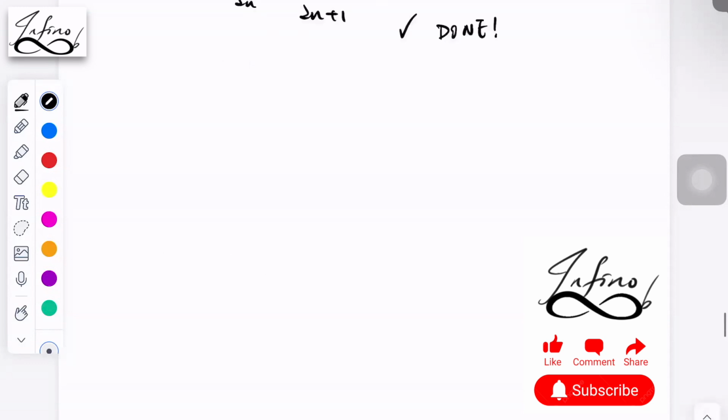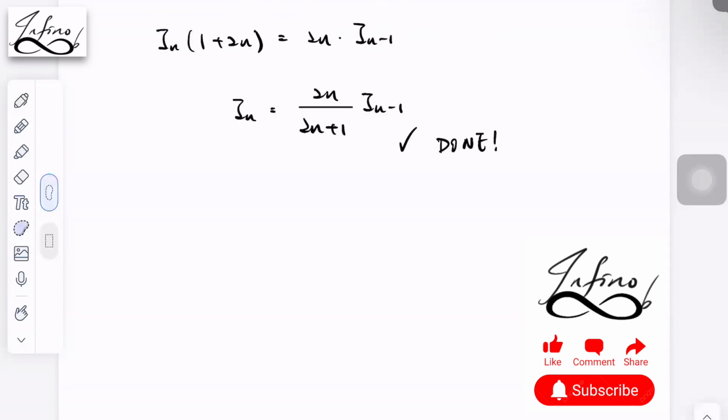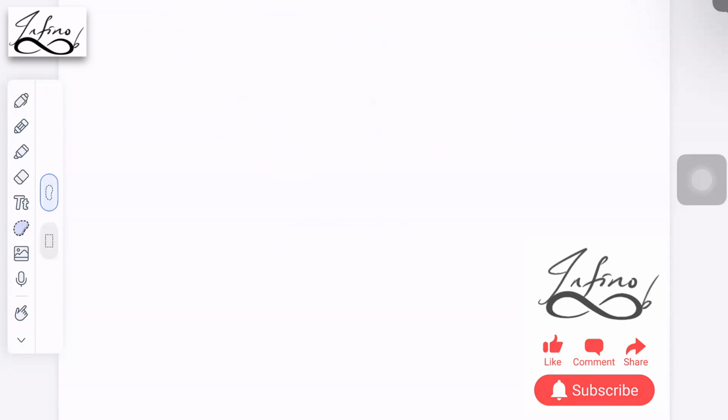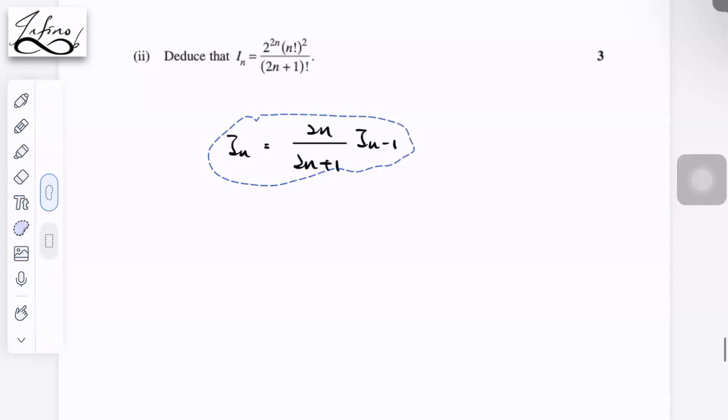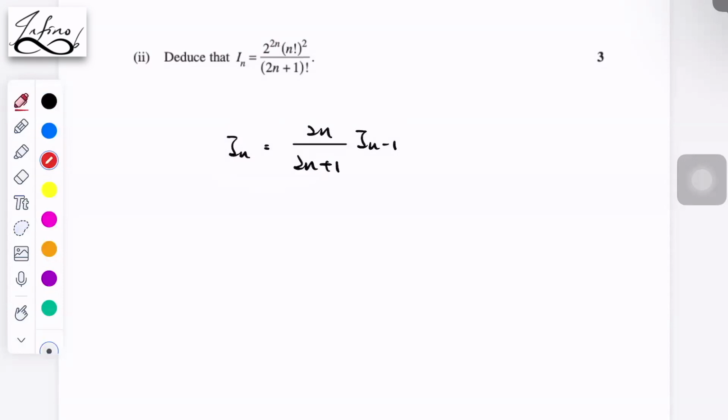In part 1, let me duplicate it. We have proved that the IN has this recurrence relation, which is 2n over 2n plus 1 times IN minus 1. So students should be able to look at the reduction formula relation, which is I reduce the power by 1.